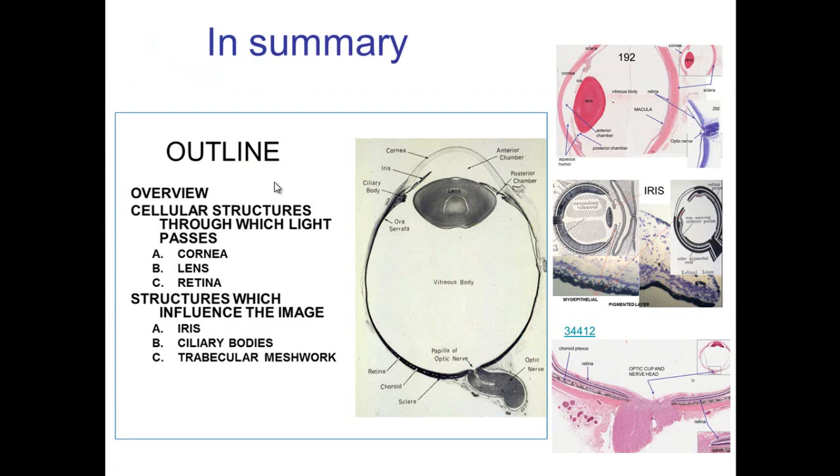In summary, we talked through structures through which light passes, and we talked about structures that influence the image. The iris regulates how much light comes in. Ciliary bodies, ciliary processes secrete the aqueous humor, which maintains the pressure in the eye, and also the ciliary muscle contracts to regulate the focusing of the image on the photosensitive cells.